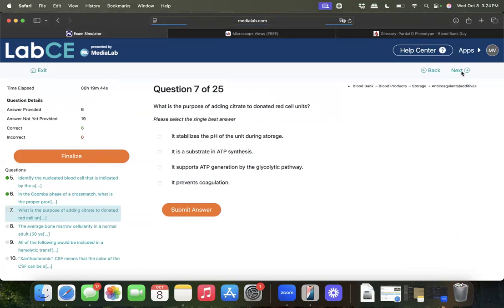What is the purpose of adding citrate to donated red cell units? A, it stabilizes the pH of the unit during storage. B, it is a substrate in ATP synthesis. C, it supports ATP generation by the glycolytic pathway. And D, it prevents coagulation. So, what's the purpose of adding citrate to donated red cell units? Does it have to do with pH, ATP synthesis, supporting ATP generation, or preventing coagulation?